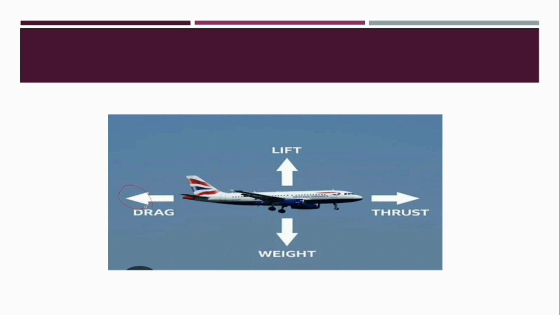All the arrows are showing the direction of the forces, like the weight is acting downward and the lift is acting upward, and the length of the arrows is showing the magnitude of the forces.